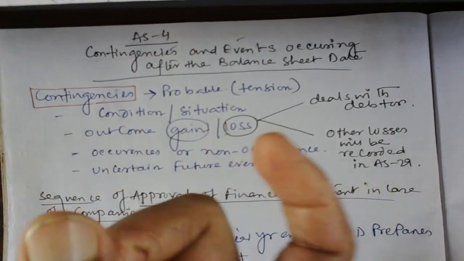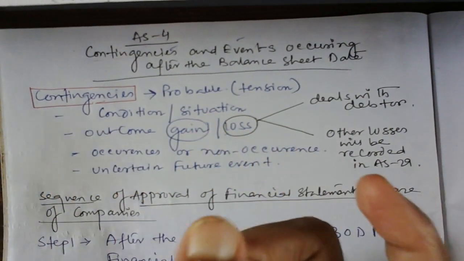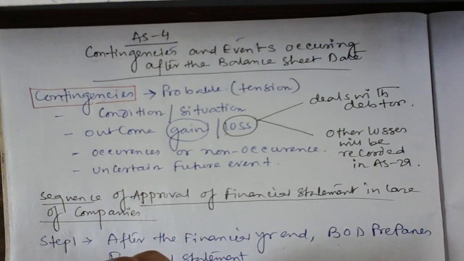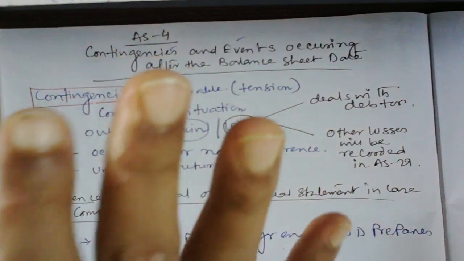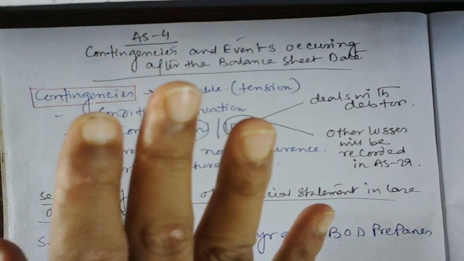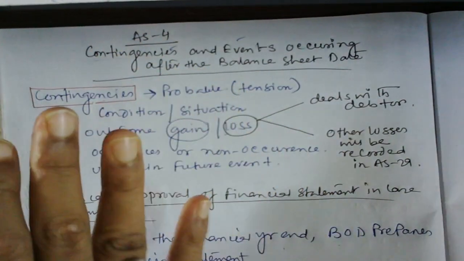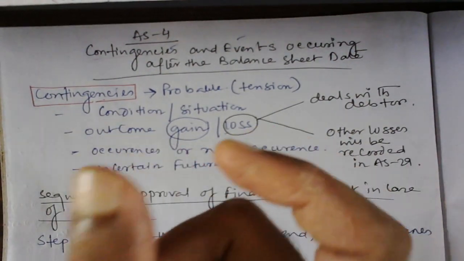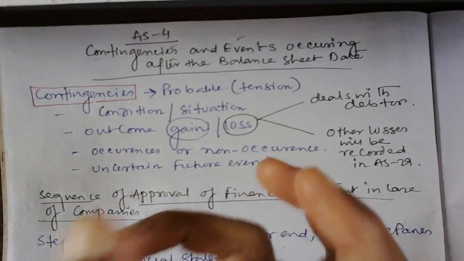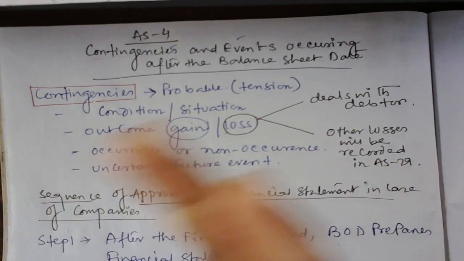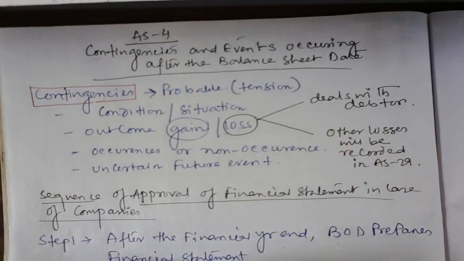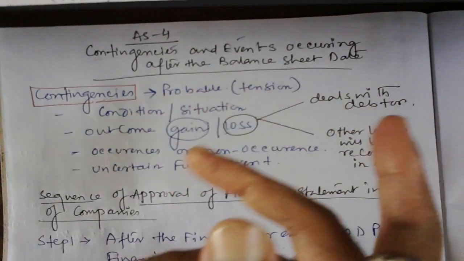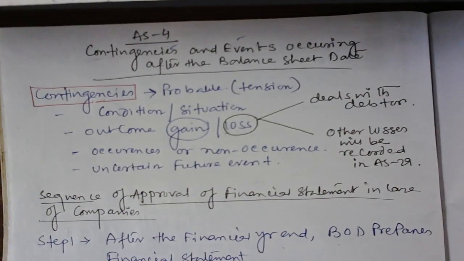It exists between a certain condition and the situation. Okay, you need to know about that part. The result of which depends on the occurrence and non-occurrence of any future event. The result of something is depending on the occurrence and non-occurrence of the future event. That's why we call it contingency, and why we say probable: any activity is depending on the occurrence or non-occurrence of any future event. So that's why it's called contingencies.